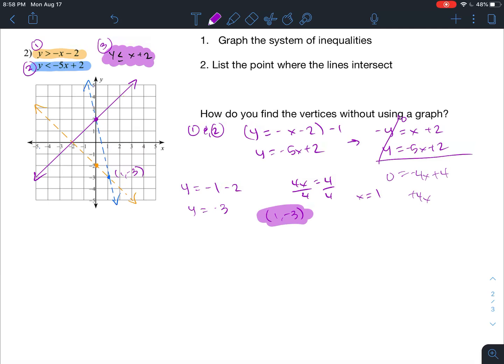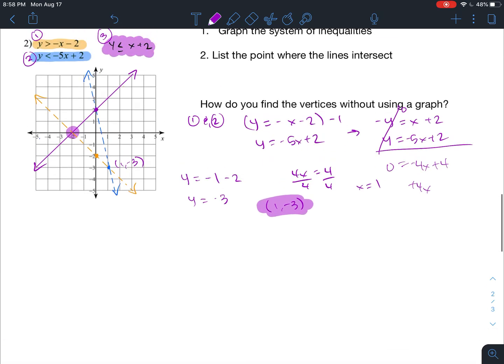Okay, now let's go ahead and find this right here. So that's going to be our purple and our orange line. So that's going to be equation 1 and equation 3. So equation 1, where y is equal to -x minus 2 and y is equal to x plus 2. Now here we can just go ahead and add, since the x's will cancel out right there. That's 0. So then we have 2y is equal to, those cancel out, so that's just going to be 0.